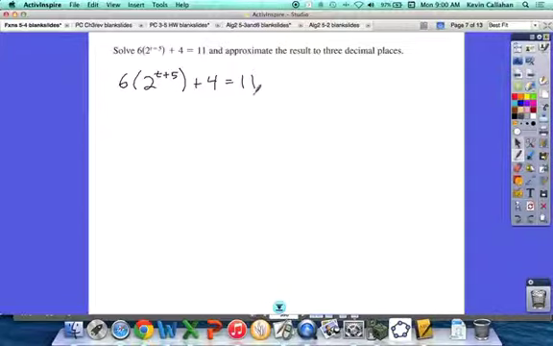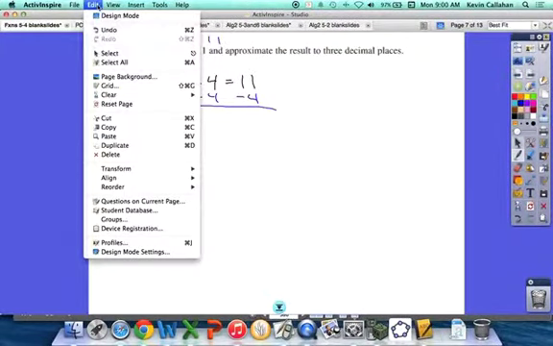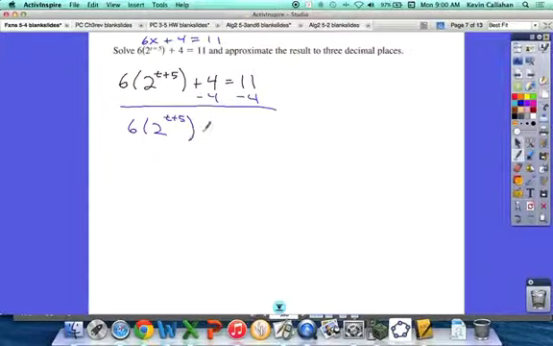So basically, if this was an equation like 6x plus 4 equals 11, there's no question what you would have done first. You would have subtracted the 4. So you need to subtract the 4. So that'll be minus 4, minus 4. 6 times 2 to the t plus 5 equals 7. Okay, then what? Divide by the 6. So that'll be 2 to the t plus 5 equals 7 over 6.